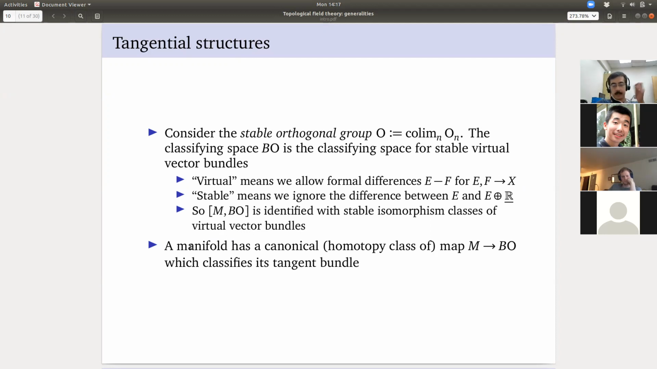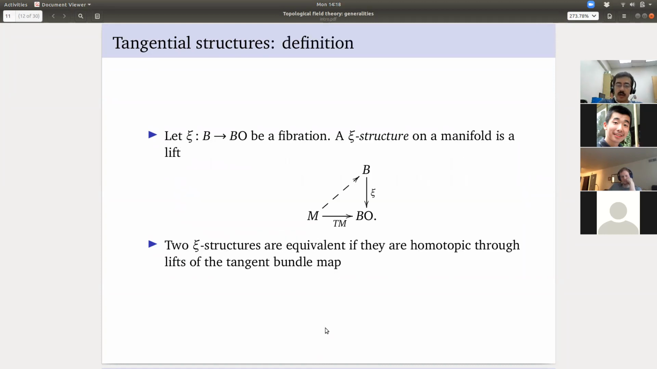This is very algebraic, but the point is that a manifold has a map to this. Depending on how you're doing this, maybe this is only well-defined up to homotopy, but that's good enough because we have a tangent bundle, and a tangent bundle is a vector bundle on the nose. And so it is a stable virtual vector bundle. We're only losing information. And that defines a map to this stable orthogonal group, or its classifying space. And so the point is this exists. Great.